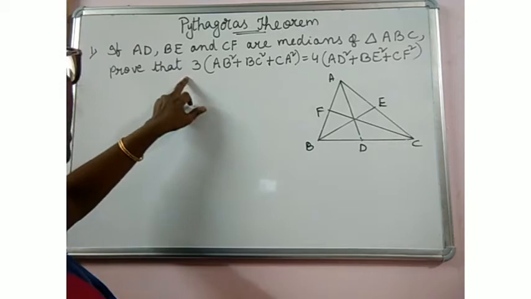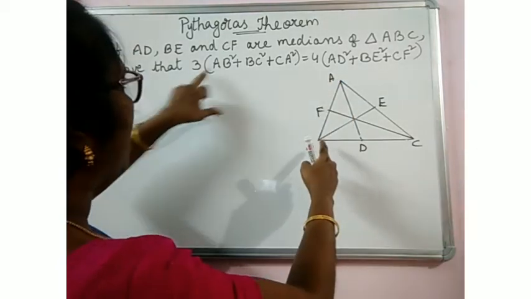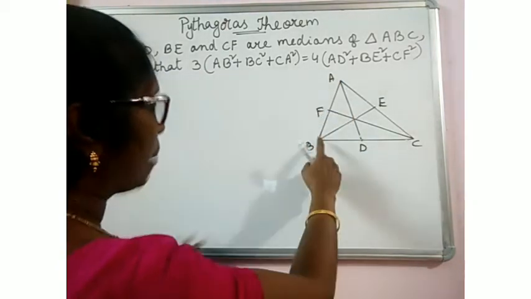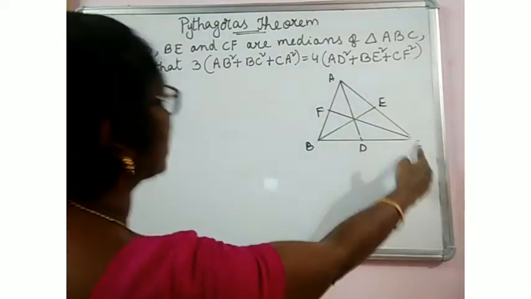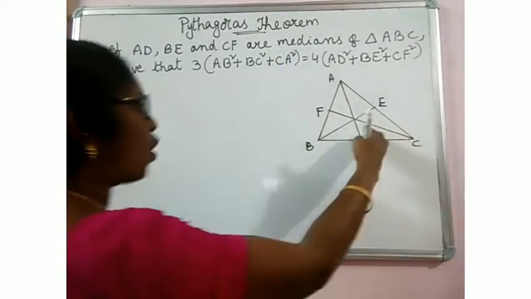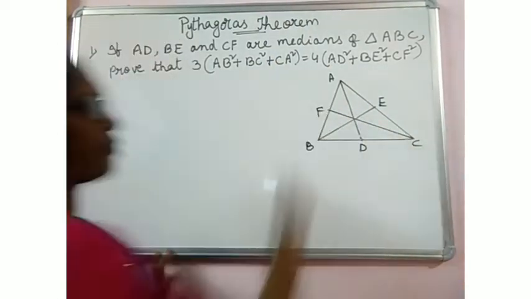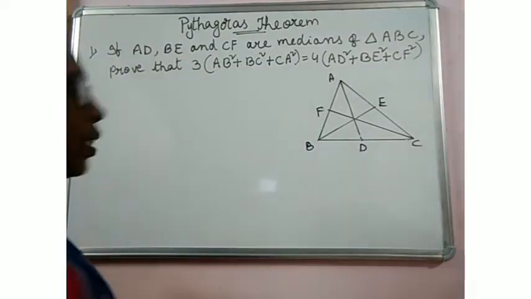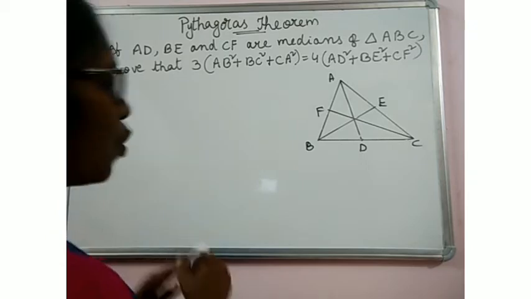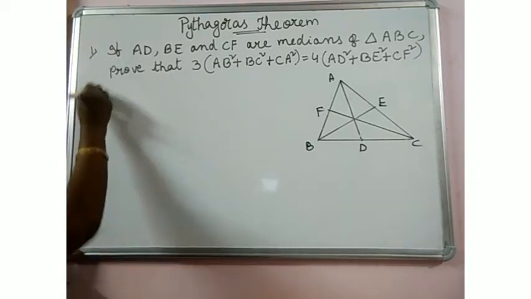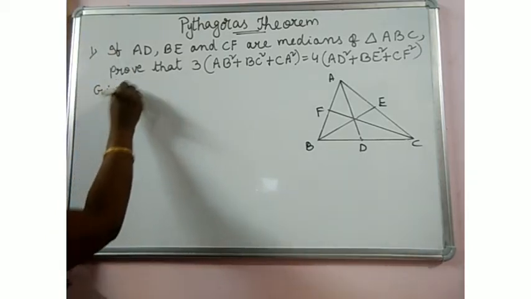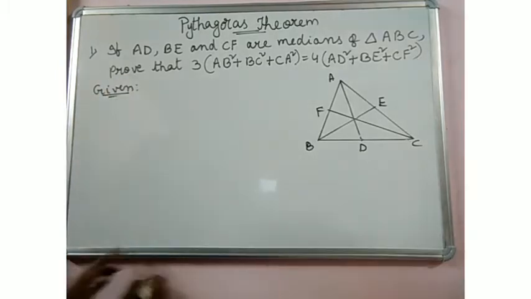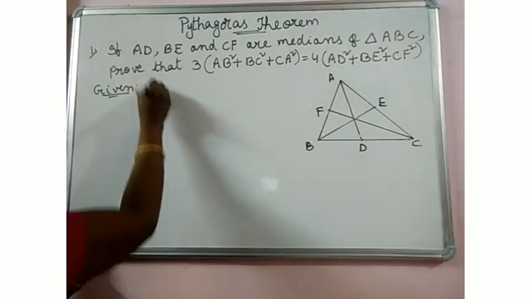We have to prove that 3 into AB square plus, that means 3AB square plus 3BC square plus 3AC square is equal to 4AD square plus 4BE square plus 4CF square. That we have to prove. Okay. So in any proof, you know that first of all what is given, what to prove. And if there is some construction step, you have to write the construction step also.